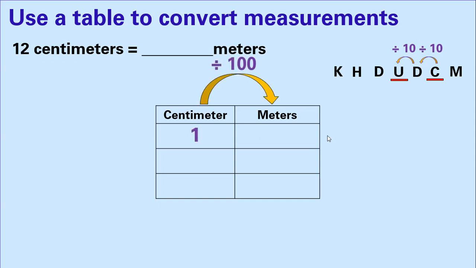1 centimeter divided by 100 is 1/100th meters. 2 centimeters divided by 100 is 2/100th meters. 12 centimeters divided by 100 is 12/100th meters. 12 centimeters is the same as 12/100th meters.